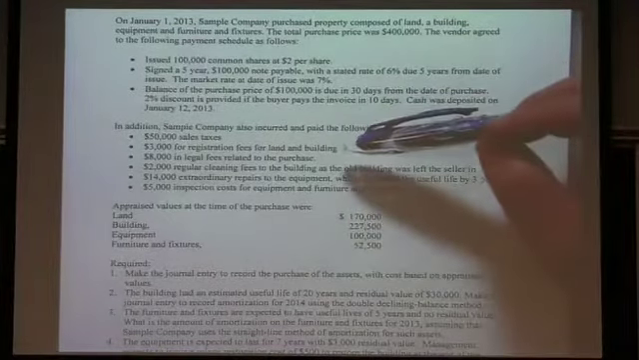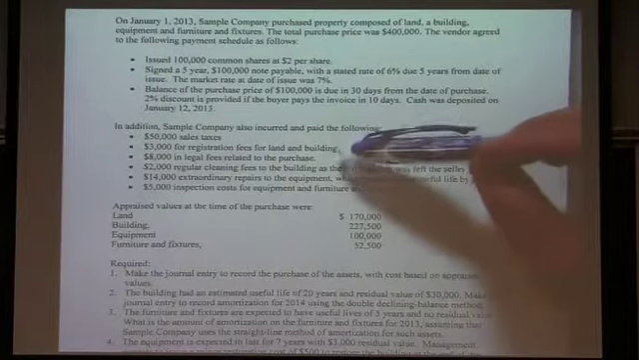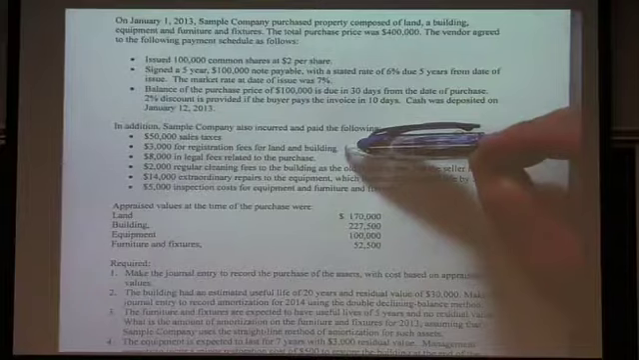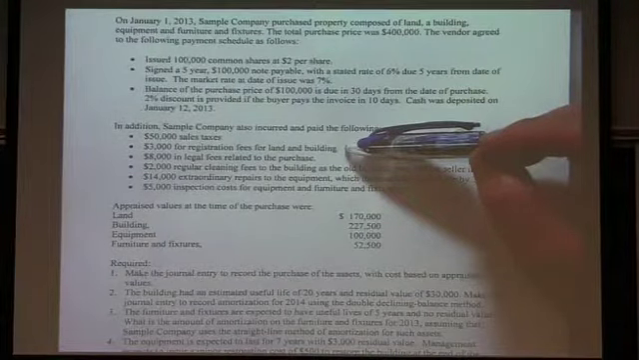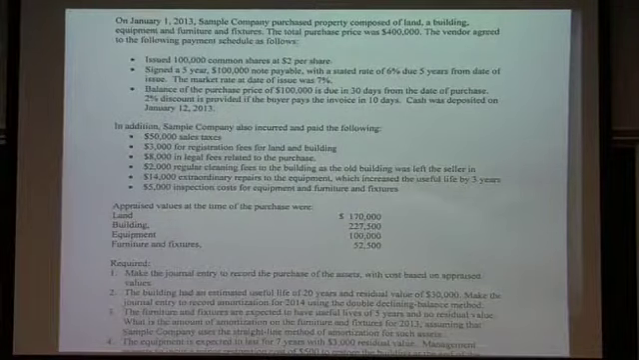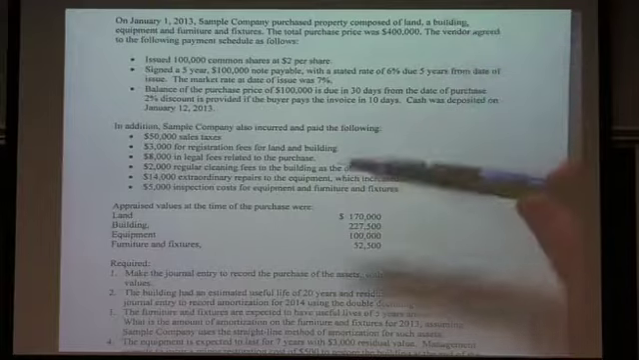Now, the $3,000 registration is only for the land and building, so we're going to have to allocate that $3,000 to the cost of the land and building. The $8,000 legal fees, because it's related to the entire purchase, we're going to have to add it to the $400,000 to allocate to the various assets purchased.